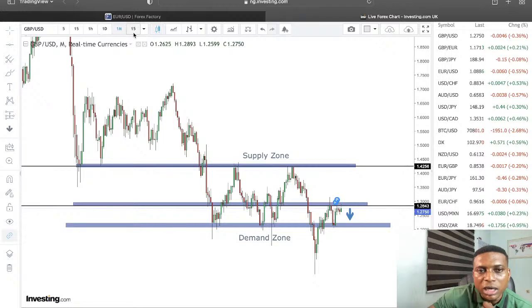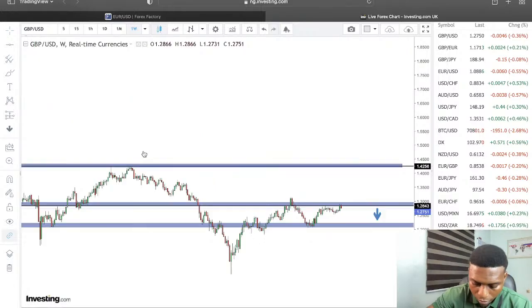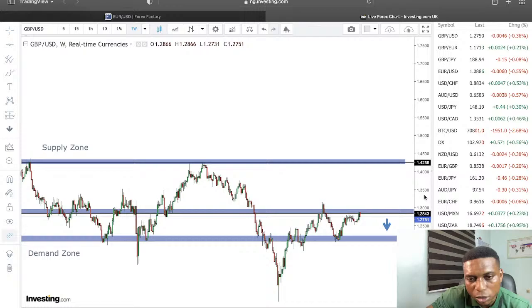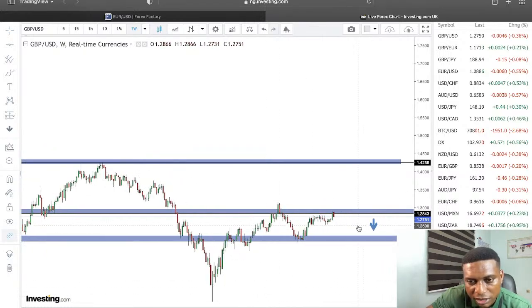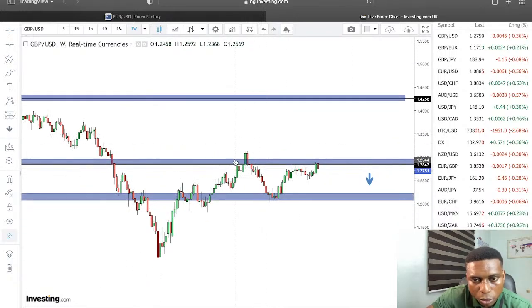Now let's go down to the weekly time frame. Good. On the weekly time frame, we can see what price is currently doing. Price has come to this level and was rejected. Then price came to that same level again and is experiencing some pushback.